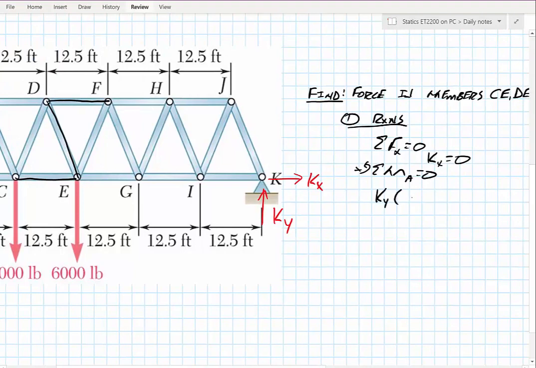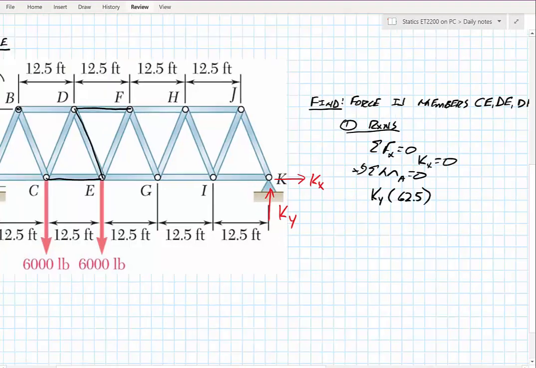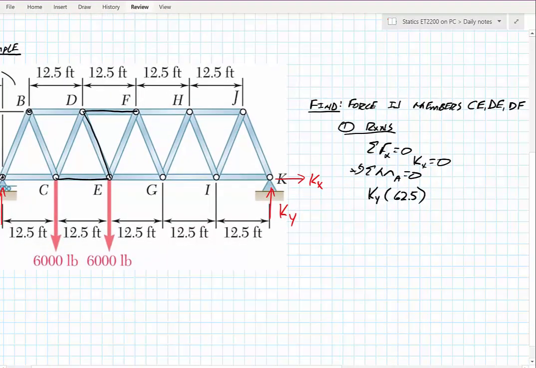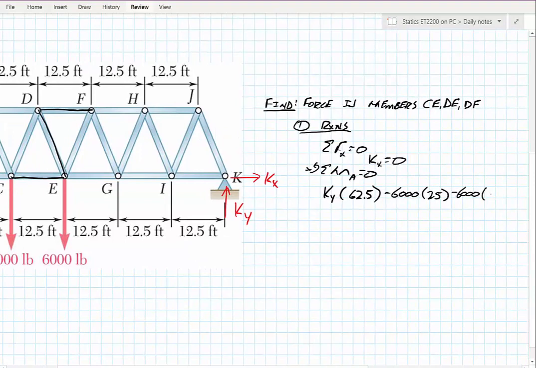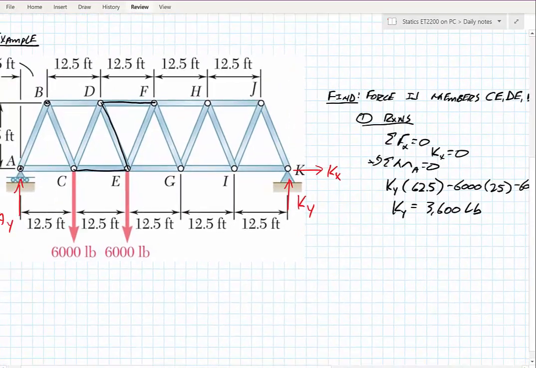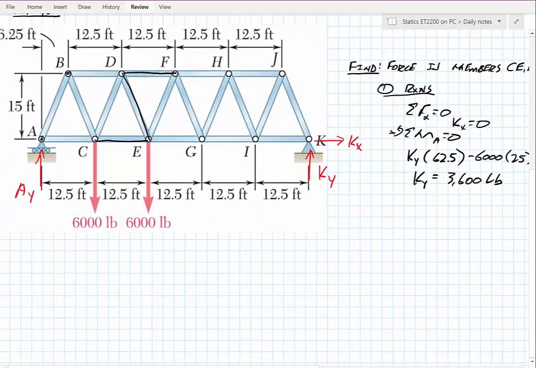I'll go kind of quickly because this should be reviewed by this point. You never know though. Ky, if I add up all those 12.5s, I end up with 62.5 feet for my distance, minus this 6,000 pound load times 25 feet, minus the other 6,000 pound load times its distance away, which is half that, 12.5 feet. Set that equal to 0, and I get a reaction at K that's equal to 3,600 pounds. Zoom over so you can see my work and the picture at the same time.